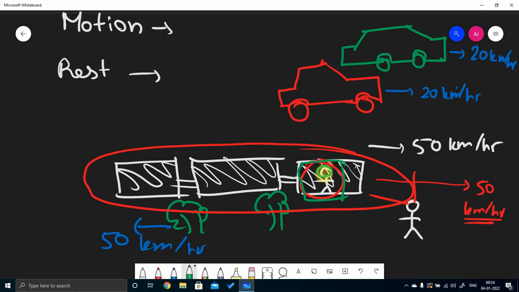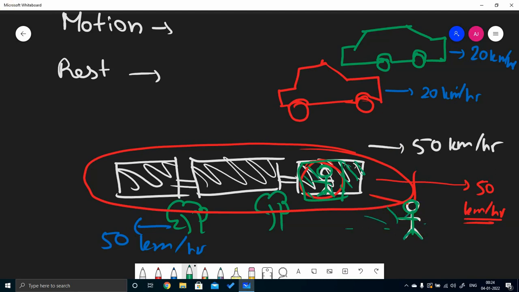For this guy sitting within the train, the frame of reference was the train, was everything inside the train. He saw that those things were at rest. And when he looked outside, he saw that the ground was moving backwards. He saw that the trees were moving backwards and everything was moving backwards other than the train itself. Now, similarly, when we talk about this guy over here, his frame of reference was the ground.